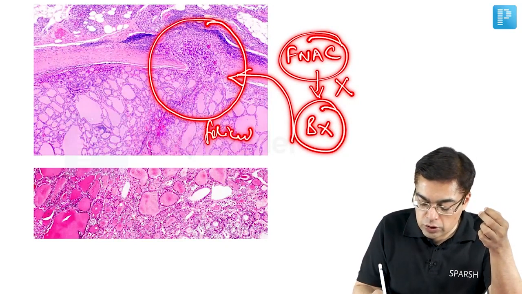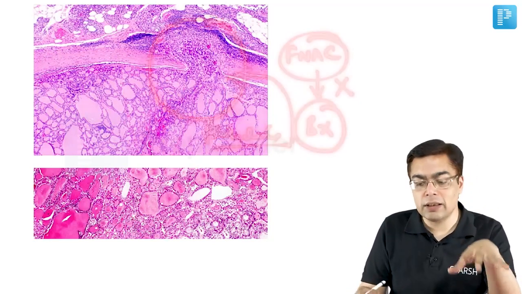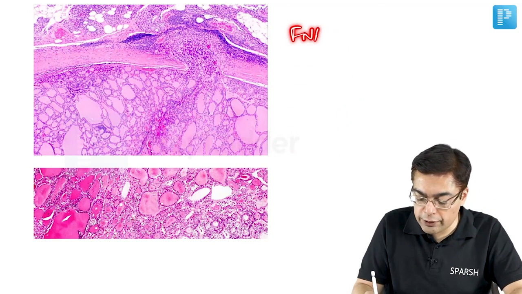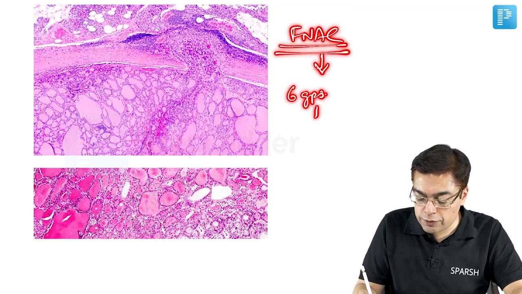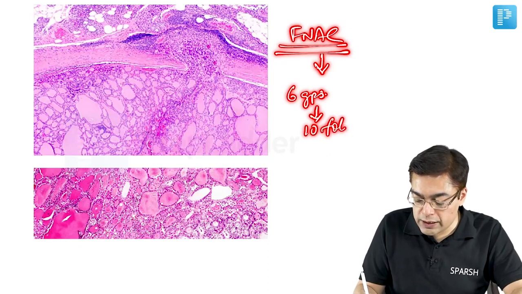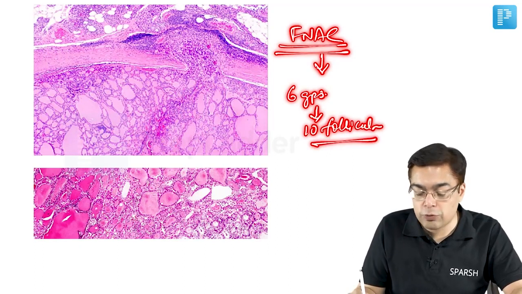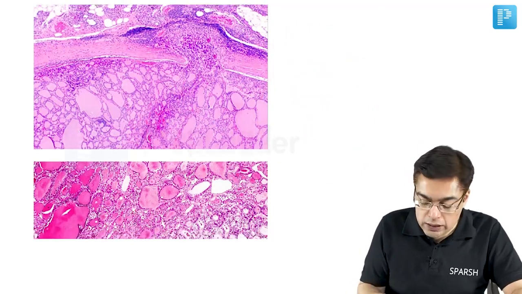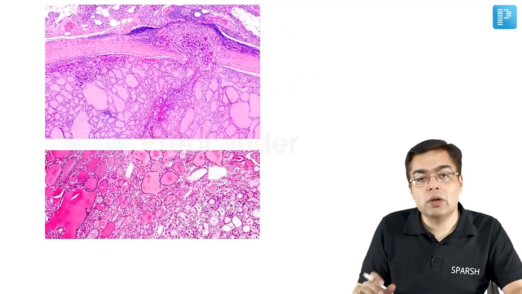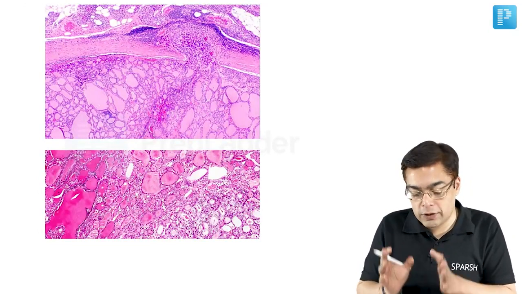We need to be familiar with the fact that as and when we are making a mention of the FNAC, what is going to be the adequacy of the FNAC is that there have to be at least 6 groups of cells, and each of these groups should be having the presence of 10 follicular cells. So that was another important example of a question which was given in the exam. So by and large, when we are talking about the follicular adenoma and the follicular carcinoma, differentiation is done on the basis of biopsy.